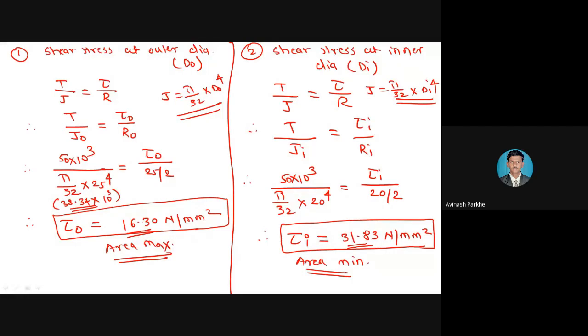Please check your answer. 16.30 Newton per mm square for the outer diameter, or maybe for the outer radius, and 31.83 Newton per mm square. This is for the inner diameter or the inner radius. Please do the calculations properly. Here the calculation part is very important. What are the important things I have told? You have to please keep in mind during power calculation, the torque should be in Newton meter.